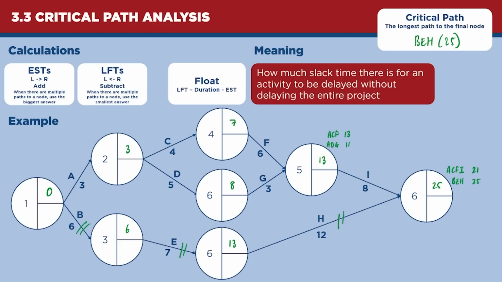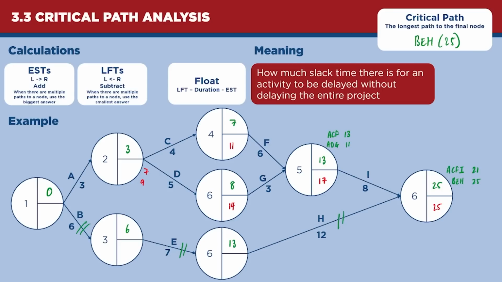Let's do our latest finish times now. So drop the 25, and then we're going to work backwards. 25 minus 8 is 17. And then we've got 17 minus 6 is 11. 17 minus 3 is 14. And now we've got two paths to get into node 2. 11 minus 4 is 7. 14 minus 5 is 9.